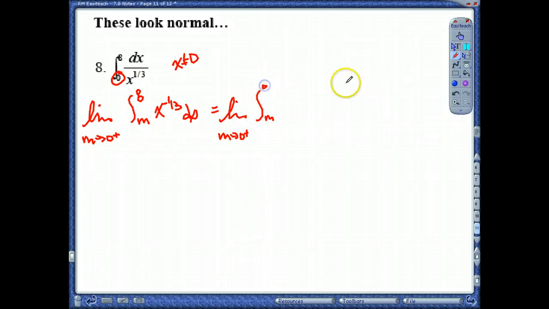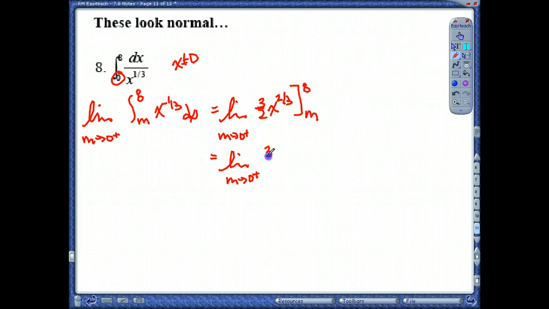From m to 8. I'm going to integrate it. I don't know why I don't listen to myself. So when I integrate that, I get 3/2 x to the 2/3. Okay, so I'm going to plug in those limits. I'm going to perform the first fundamental theorem of calculus. So 3/2 8 to the 2/3 power minus 3/2 m to the 2/3 power. Well, m, we're putting 0 in there. We're approaching 0, so that's gone. So I just need to figure out what 3/2 8 to the 2/3 power is.